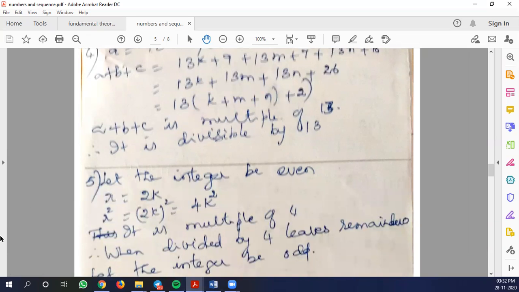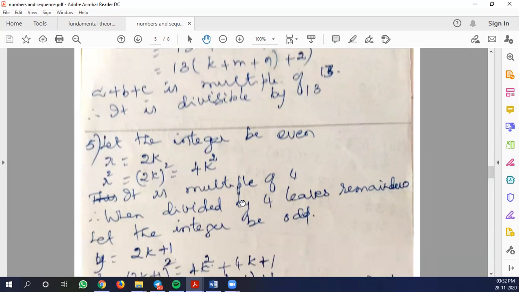Then the fifth sum. Prove that the square of any integer leaves the remainder either 0 or 1 when divided by 4. Let the integer be even. Here it is given the integer is even, so we can take x equal to 2k. Whenever it is given even, you have to take the number as 2k. Now what is x square? 2k the whole square, 2 2s are 4, k into k, k square. Now since it is 4k square, it is a multiple of 4. Therefore when divided by 4 it leaves remainder 0.